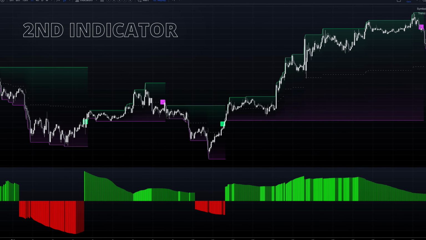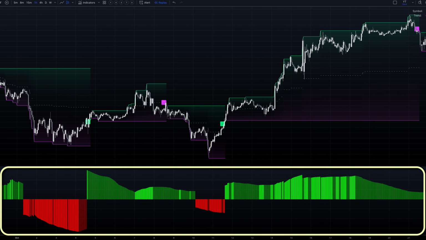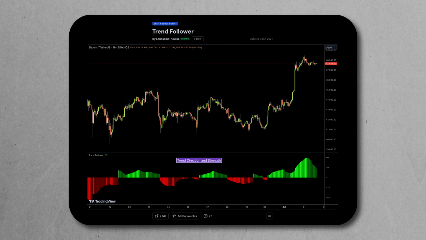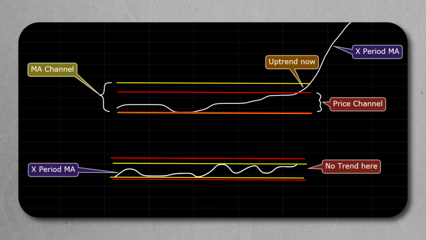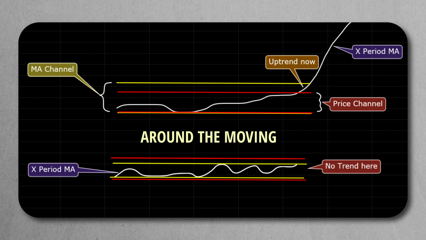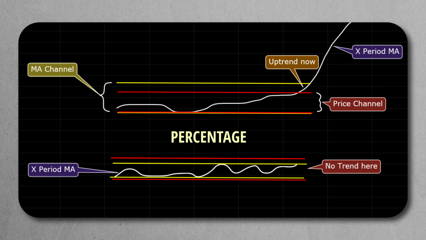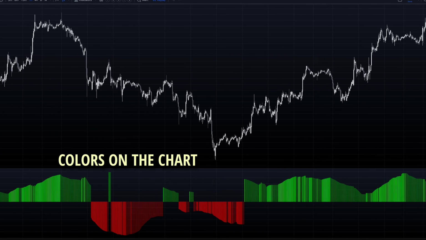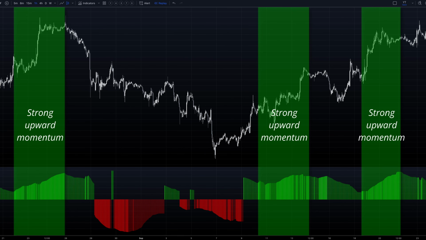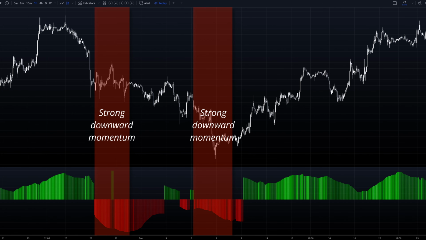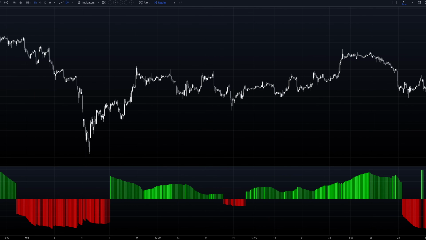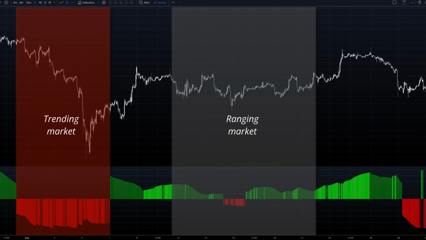Here our extra trend filter comes to help. This indicator is using moving averages to create channels and measure their momentum based on width. It's called the Trend Follower by Lonesome the Blue, and you can find it on TradingView. Here's how it works. The indicator creates a channel around the moving average by finding its highest and lowest points. If the MA channel is wider than a certain percentage of the price channel, the indicator identifies a trend. The stronger the trend, the brighter the bar colors on the chart. Green bars signal an uptrend, red bars a downtrend, and neutral, faded colors show no trend or congestion. You can use these signals to spot when the market is trending or when it's in a range.